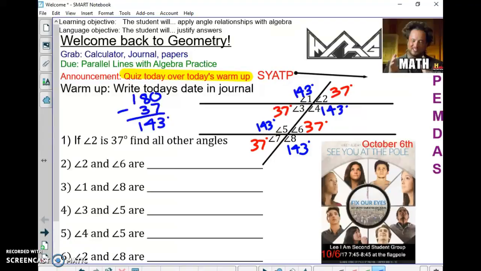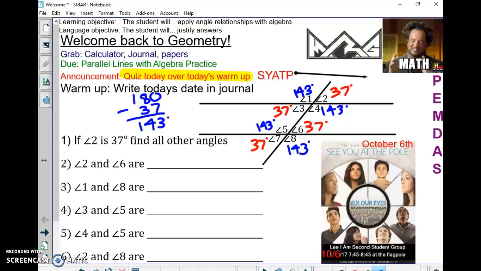Now, for the rest of this, I had a question earlier. Will you have them labeled for you? The answer is yes, you will. On the quiz, I'm going to give you a bank of terms or phrases that you need to know. So the 5 possibilities are alternate interior, alternate exterior, same side interior, same side exterior, and corresponding is the weird one.